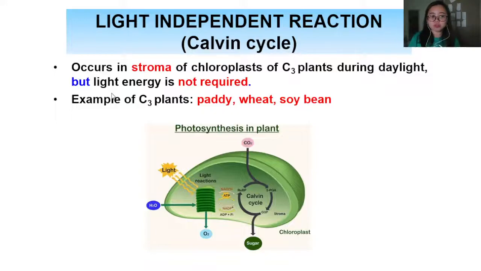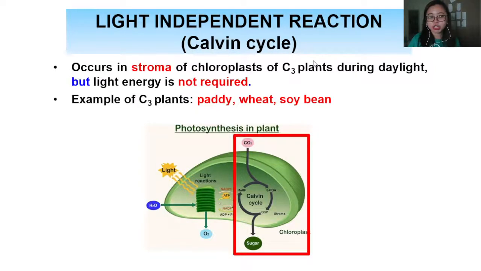This light-independent reaction will occur in the stroma of chloroplast of C3 plants during daylight. It occurs during the day, but light energy is not required for this part of the reaction. Example of C3 plants that we talk about here is paddy plants, wheat plants, or soybean plants. So once again, it is this part of the reaction in photosynthesis. C3 plants involve a lot of the plants that we already know about. Okay, so a lot of the examples of plants that you can think of are most likely going to be C3 plants.